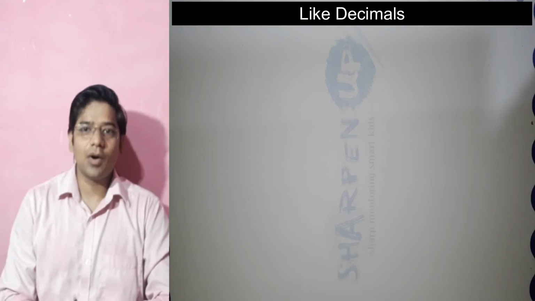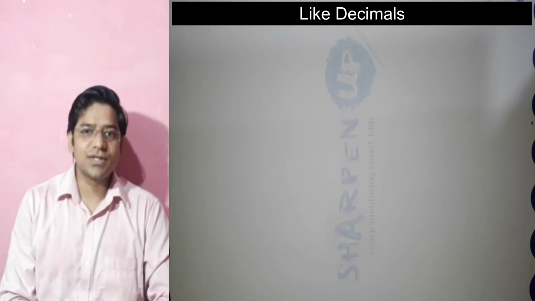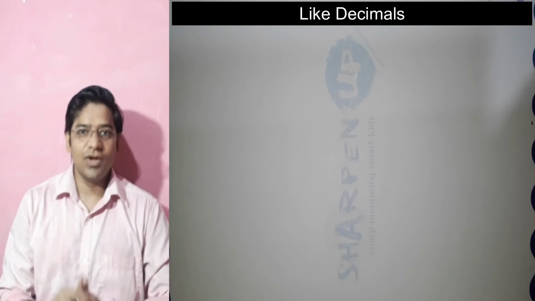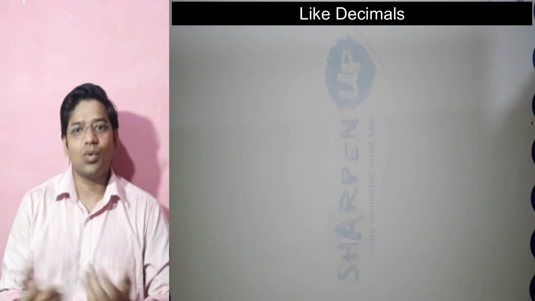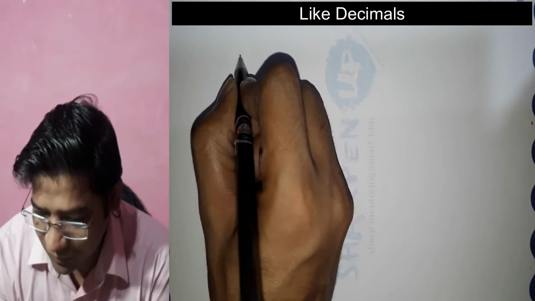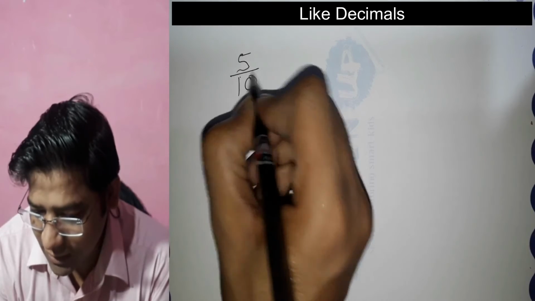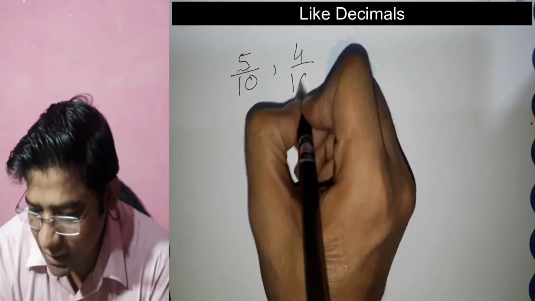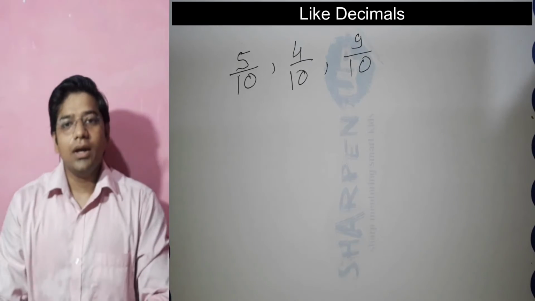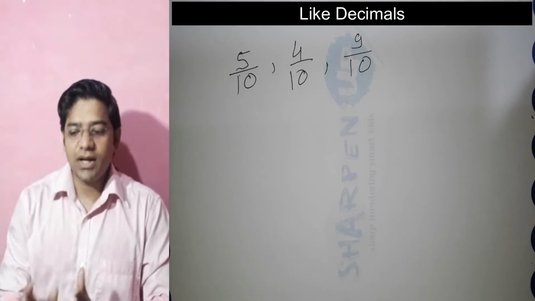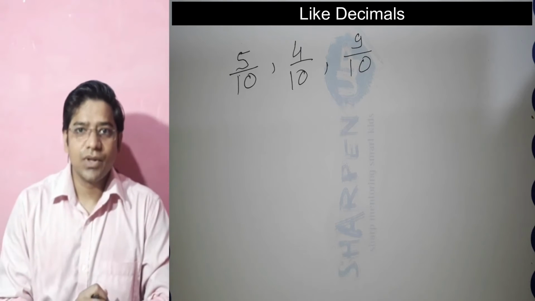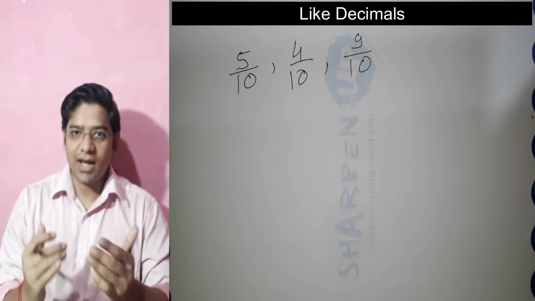Now let's understand like decimals. What are like decimals? As we know, we have already learned in our previous chapter what like fractions are. If I have more than one fraction, for example 5 upon 10, 4 upon 10, or 9 upon 10, and the denominators of these fractions are the same, then they are called like fractions.